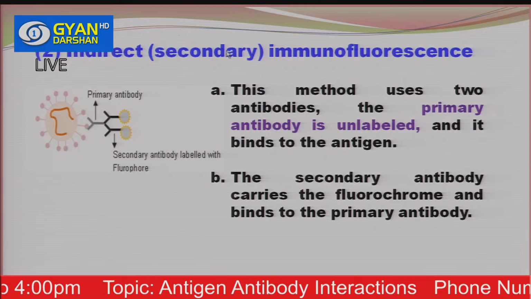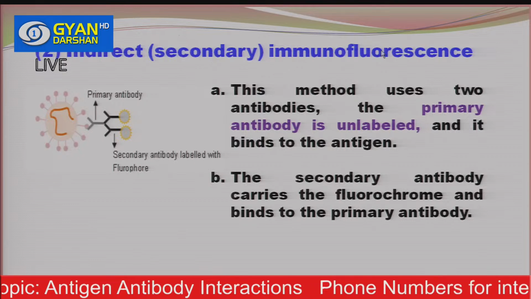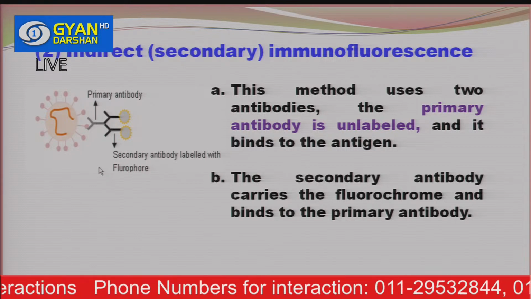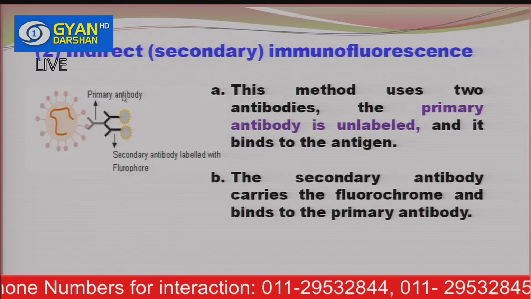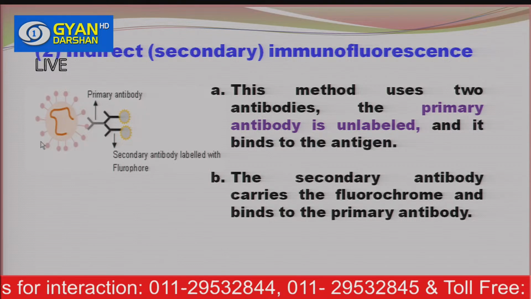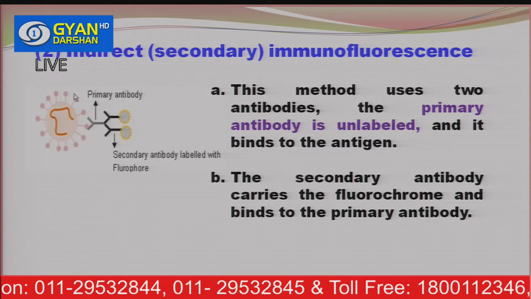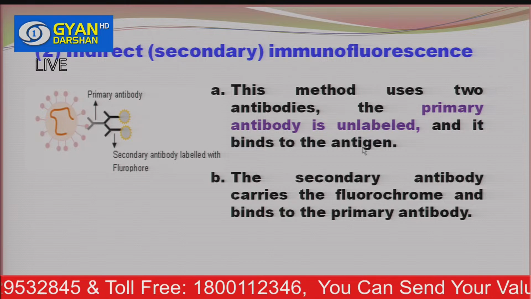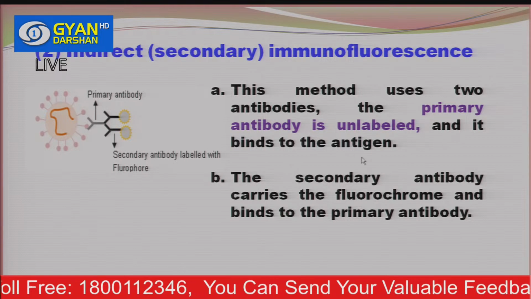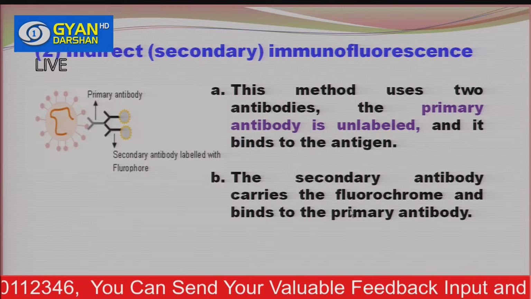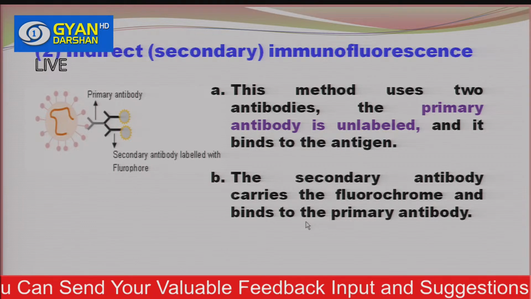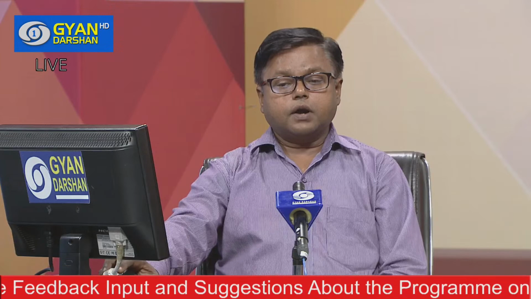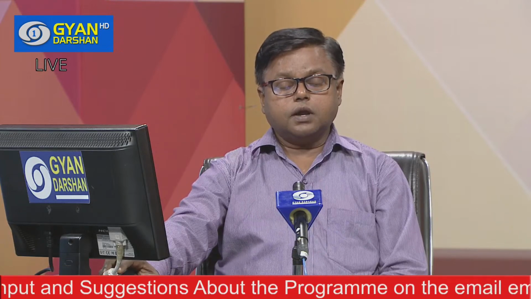Another is the indirect or secondary immunofluorescence. Here there are primary antibodies, and another is the secondary antibodies, labeled with the fluorophore, which we can utilize to analyze particular viruses or measure the concentration of the antigen. This method uses two antibodies. The primary antibody is unlabeled and binds to the antigen. The secondary antibody carries the fluorochrome and binds to the primary antibody. So we can utilize it for detection of particular pathogens and antigens.